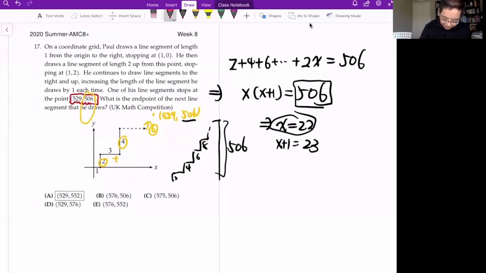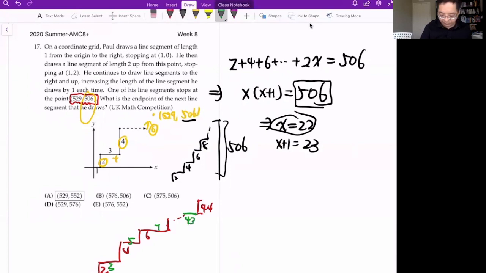Now, let me draw the picture. This is 2, 4, 6, and then we go all the way. All right, so here's 22, so this is 44, right? Now, if it's 44, then on the other row this is 1, 3, 5, and this is 7.